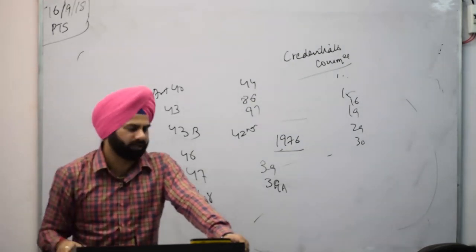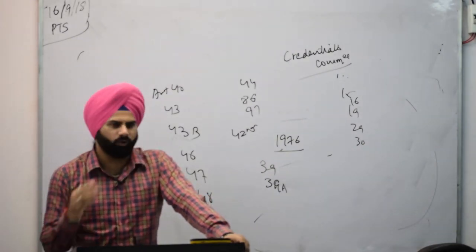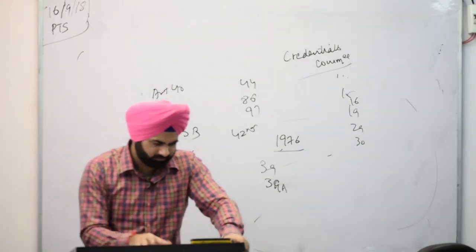Fourth schedule? Yes, sir. Kya hota isme? Allocation of the seats in the Rajya Sabha. Therefore, 1 and 4 are correct. 31, B is the answer.